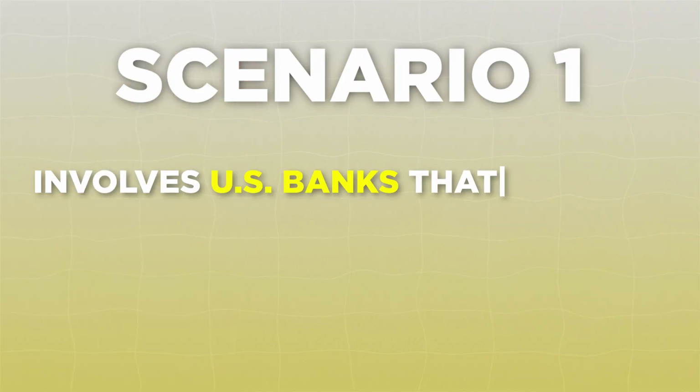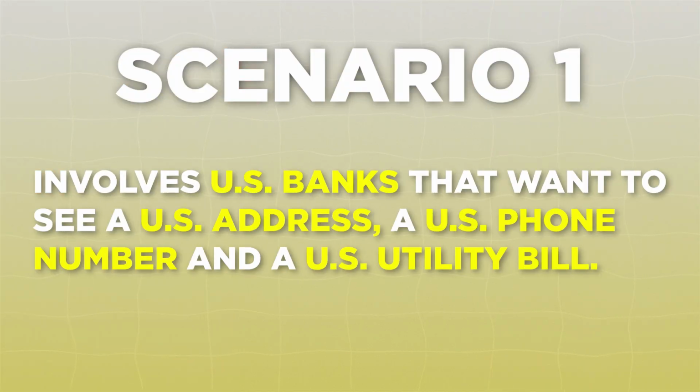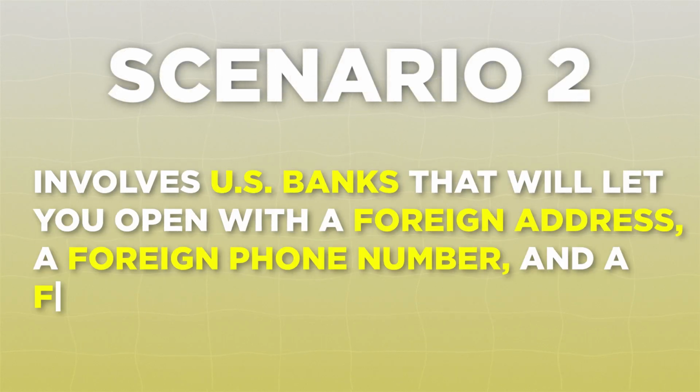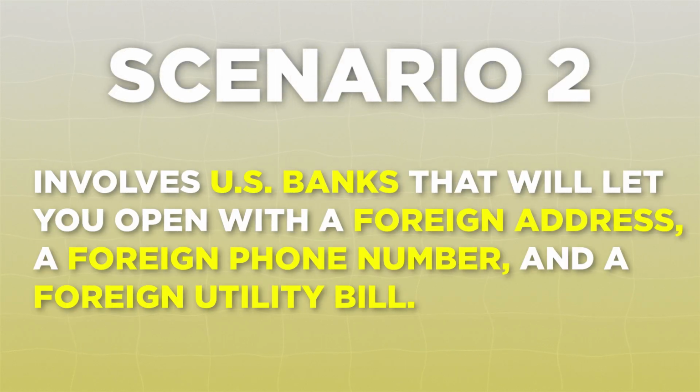Scenario 1 involves US banks that want to see a US address, a US phone number, and a US utility bill. Scenario 2 involves US banks that will let you open with a foreign address, a foreign phone number, and a foreign utility bill. If you don't have a US phone number, US address, or a US utility bill, then Scenario 2 banks are obviously going to be more interesting for you.